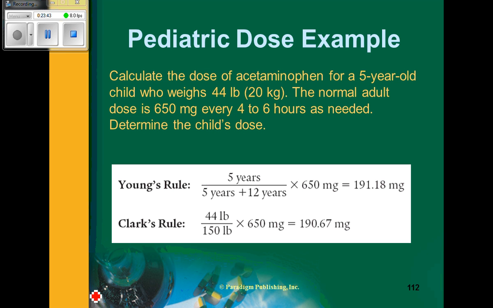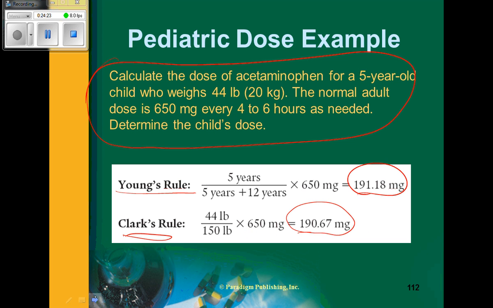So this is showing you a comparison of the two with this problem. A 5-year-old child weighs 44 pounds, 20 kilograms. The normal adult dose is 650 milligrams every 4 to 6 hours as needed to determine the child's dose. So this is showing you a comparison of what if we did the years. 5 years here, 5 here, plus 12. Then you multiply that by 650, come out to 191.18. Clark's rule: you have that 44 pounds, because that's how much the child weighs, divided by 150 pounds times 650 would equal 190.67 milligrams.